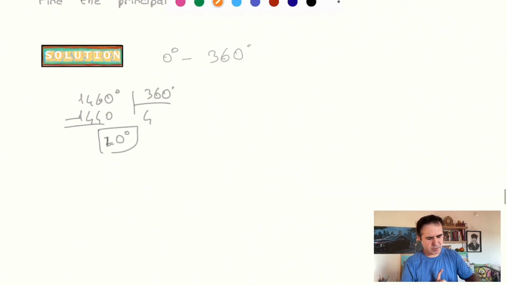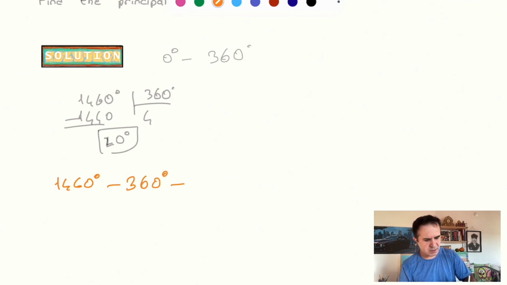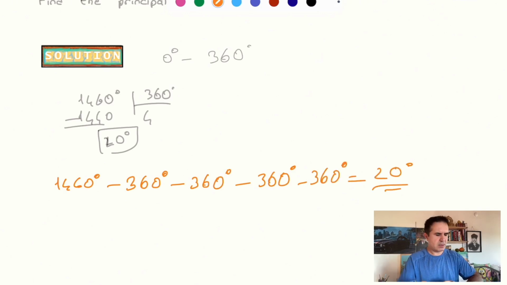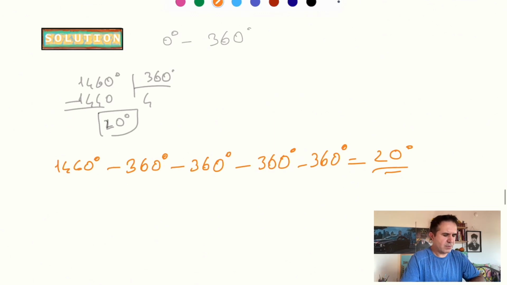We can also do this like this. From 1460 degrees, we can repeatedly subtract 360 degrees 4 times, and we can also find 20 by this way.